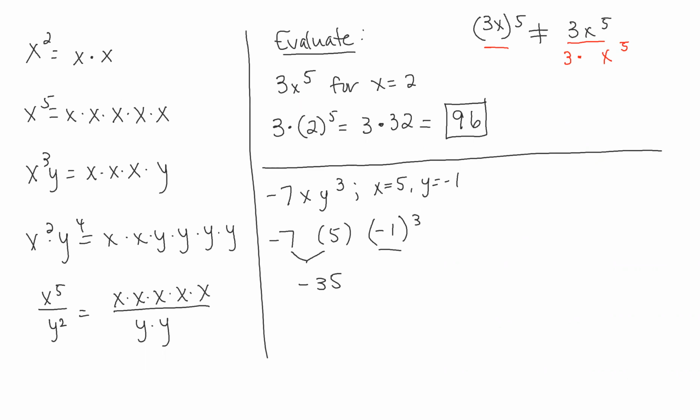It's going to be 1, and because my exponent is odd, it's going to be a negative. So then finally, I get negative 35 times negative 1 is positive 35. Now, just to make sure everybody's clear, negative 1 to the 3rd is negative 1 times negative 1 times negative 1, which equals negative 1, okay?